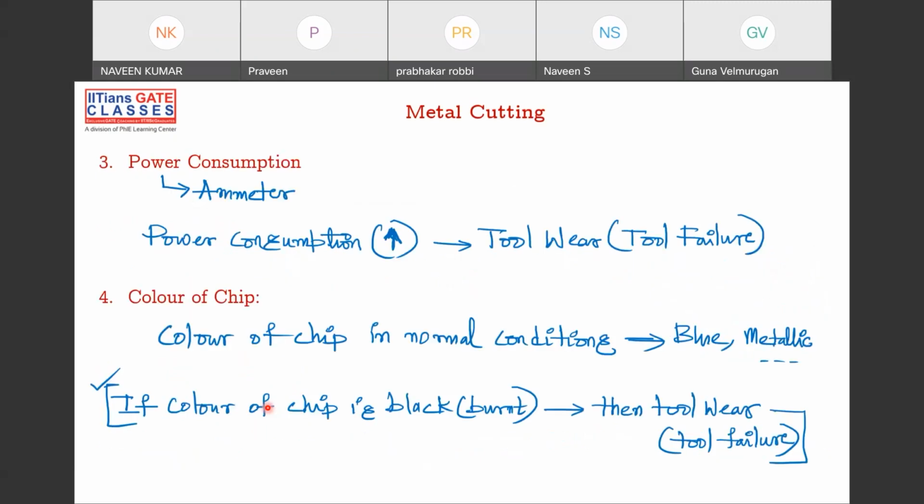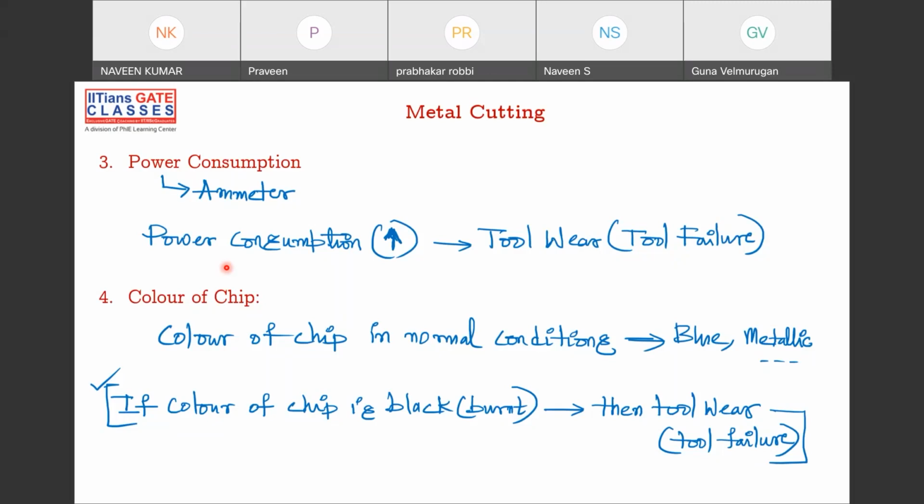Next, power consumption. Of course, cutting force and power consumption are directly proportional, obviously. So instead of a dynamometer, you might have an ammeter, which is rating your current. And suddenly you see a spike in your ammeter and the current consumption is increasing. The reading is moving very fast. Till now it was very fine, so why has it suddenly increased? Obviously there is a reason. That reason is tool wear or tool failure.